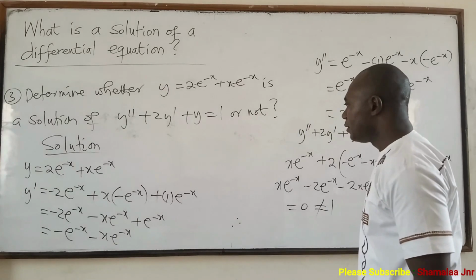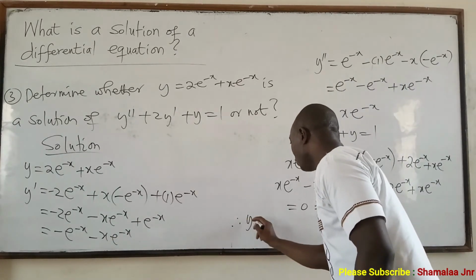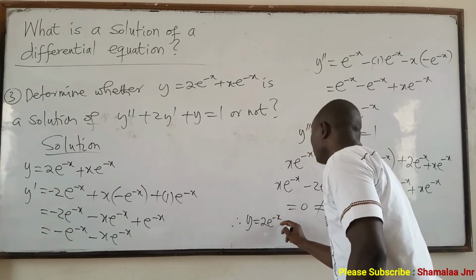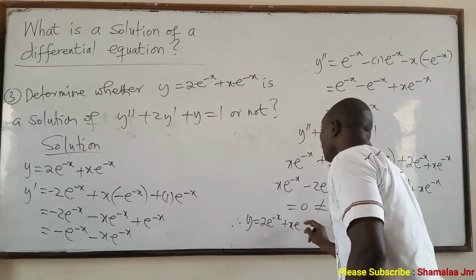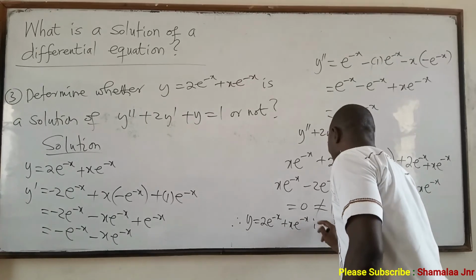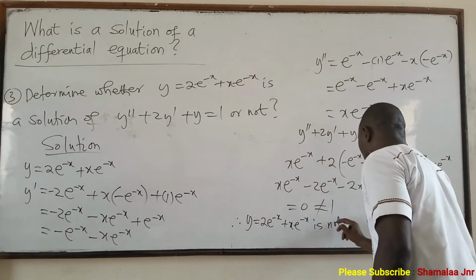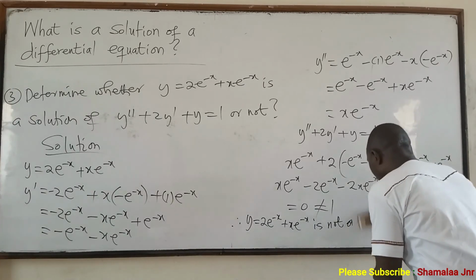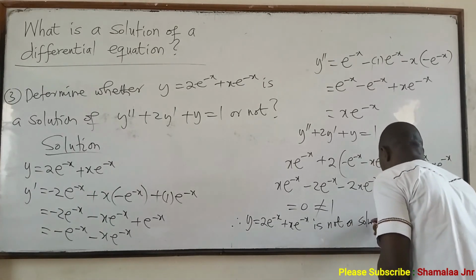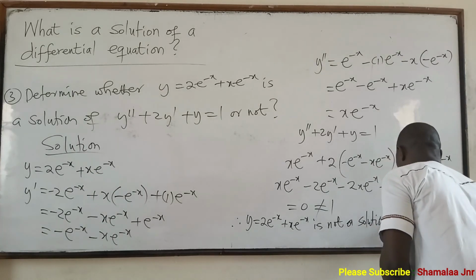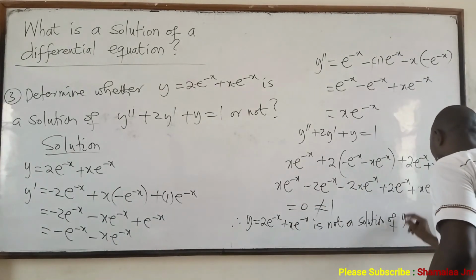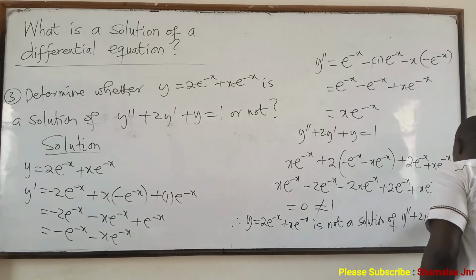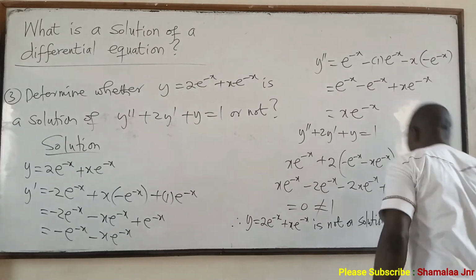Therefore, we can say that y equal to 2 exponential of negative x plus x exponential of negative x is not a solution. It's not a solution of the differential equation y prime prime plus 2y prime plus y equal to 1.